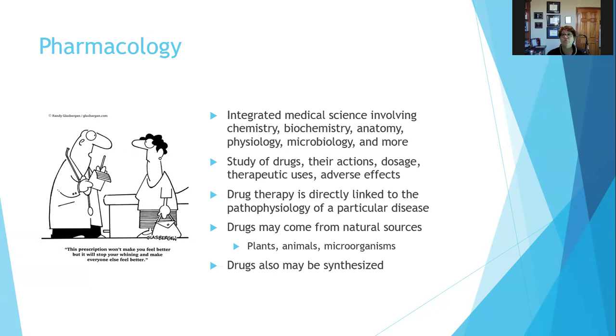So drugs come from all sorts of sources. They can come from natural sources like plants, animals, microorganisms. Drugs can be synthesized from chemical processes, and a lot of times from natural sources, they figure out that there's a certain source that can be derived from a natural product, and then they take it through a chemical process to derive that and to make it consistent. So that's a really important part of pharmacology, being able to consistently deliver the active compound that is linked to the pathophysiology of the particular disease.